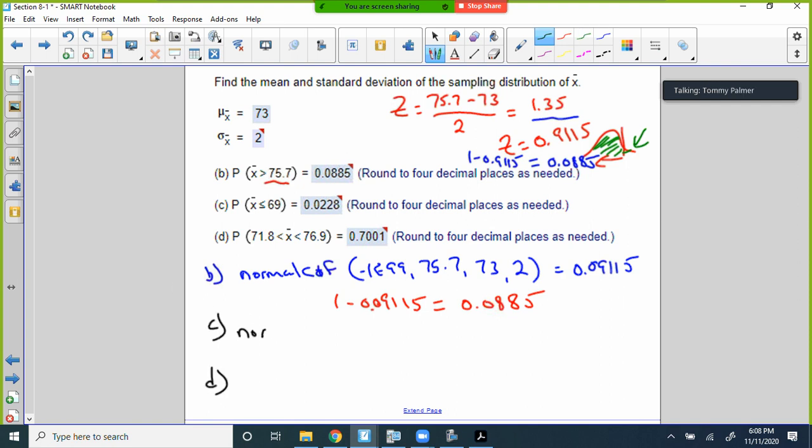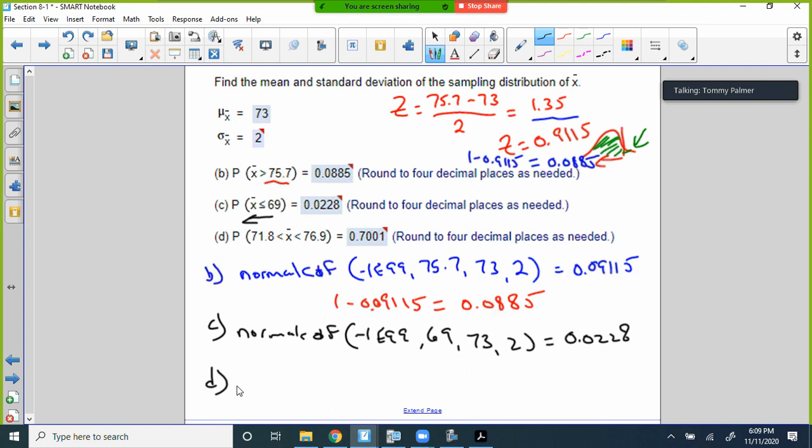So it's a normal CDF. This is everything below it, so the area underneath the curve, the probability, is going to be our answer. We're going to have negative 1e99, comma, all the way up to 69, and then 73 and 2. And that will give me 0.0228 when you type that in your calculator.